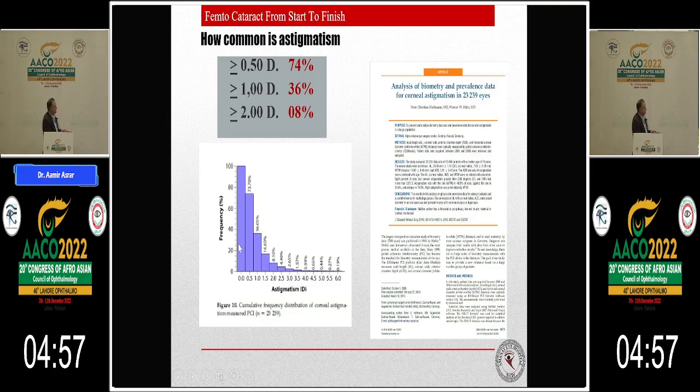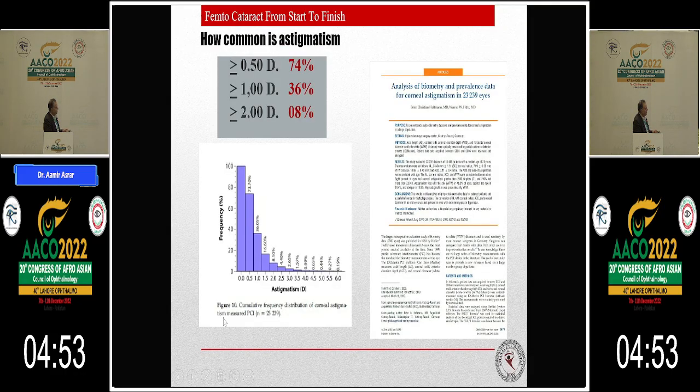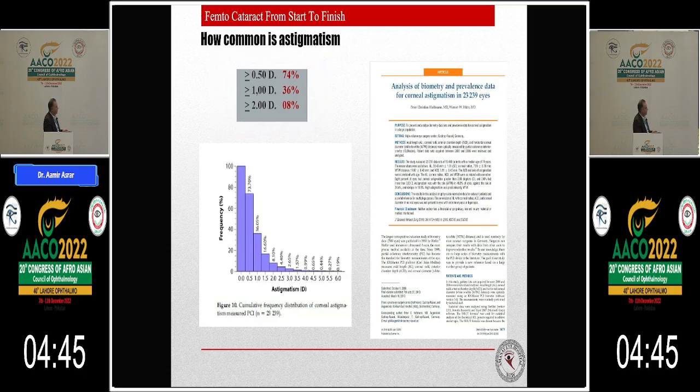When dealing with astigmatism, we should be aware that a higher degree of astigmatism is less common as compared to a low degree, and we need to be sure what type of astigmatism we are treating, whether it is with the rule or against the rule.